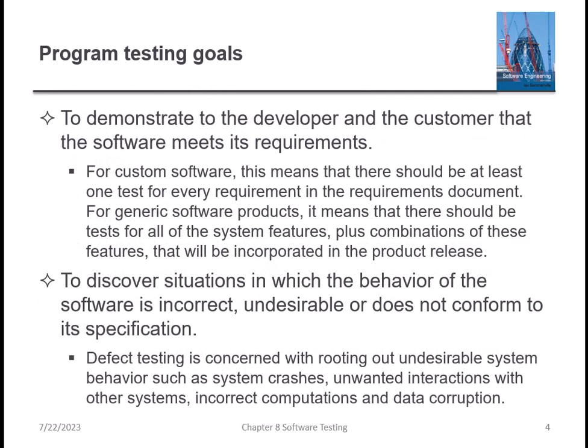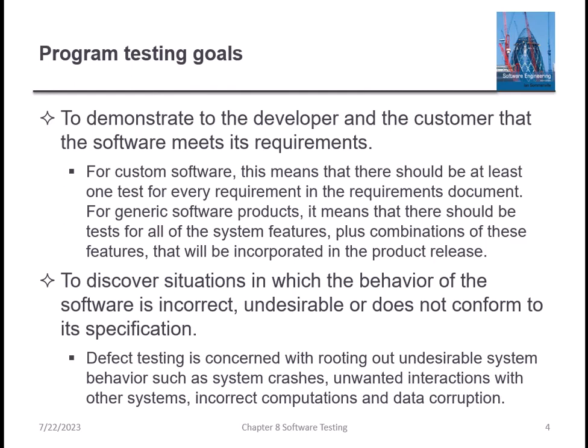Program testing goals or aims. The goal is to demonstrate to the developer and customer that the software meets the requirements. For custom software, this means that there should be at least one test for every requirement in the requirements document. For a generic software product, it means that there should be a test for every system feature, plus combinations of these features that will be incorporated in the product release.